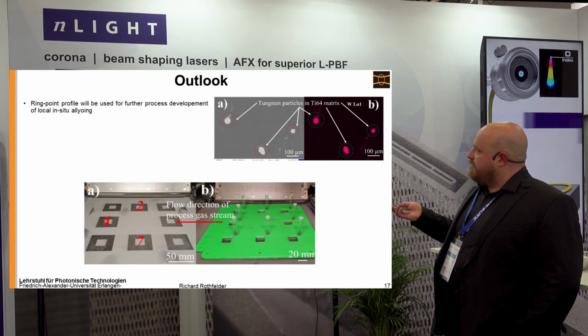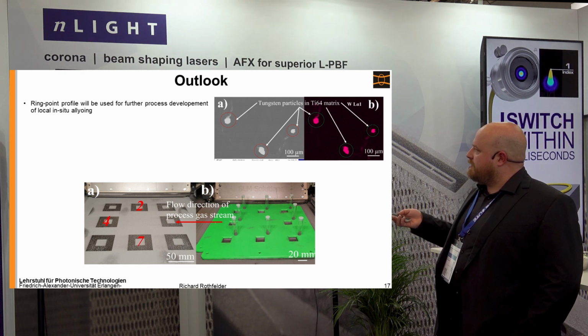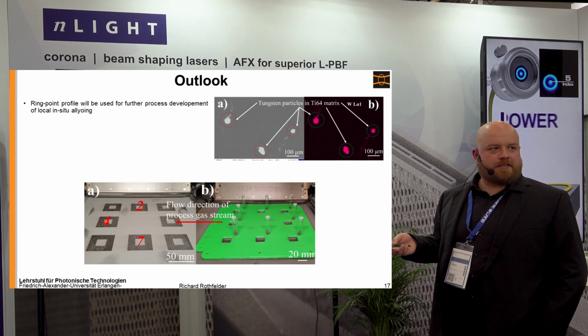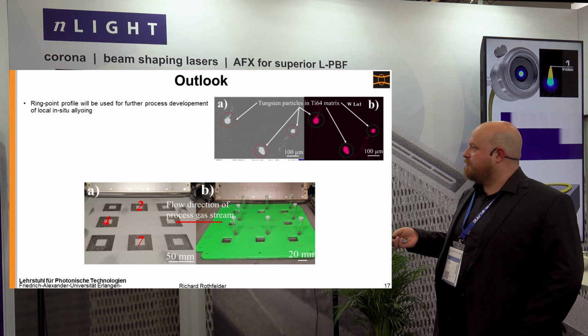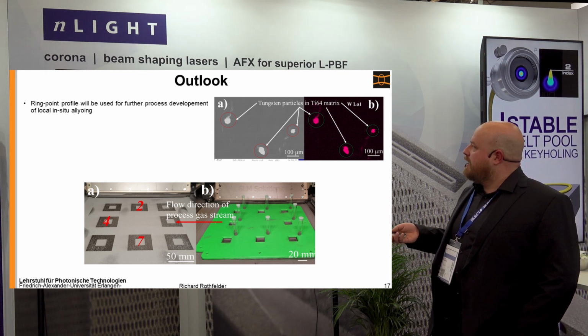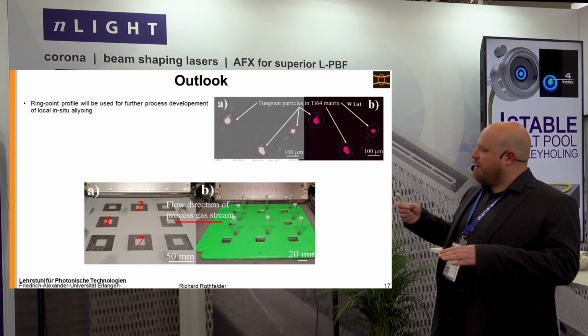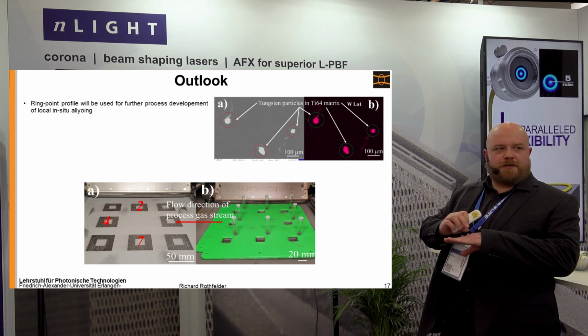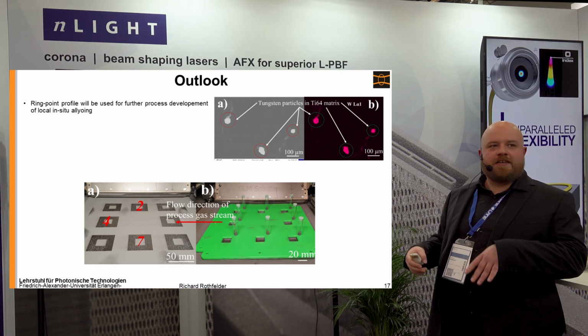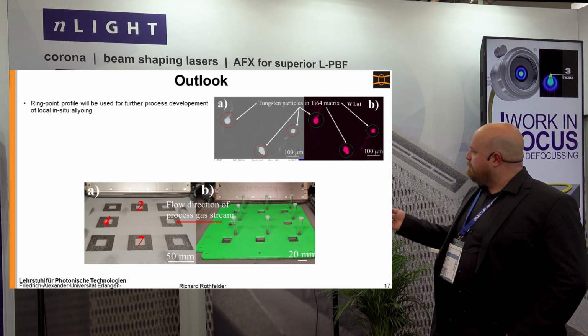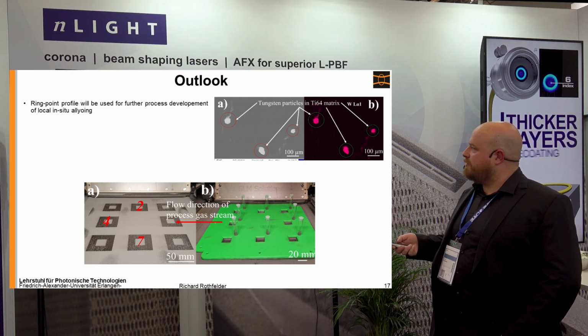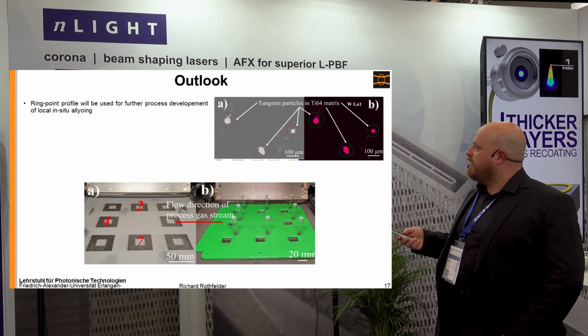We will use the ring-shaped profile for further process development during the local in-situ alloying, where we will go for higher layer thicknesses than are normally processed in powder bed fusion. We went up to 250 micrometers, to be precise, to get around the fact that when we drop the powder on the surface, we have little hills, and therefore we need parameters which are able to compensate higher layer thicknesses. But in combination with the ring profile, we already did some work there, which will hopefully be published in a few weeks.